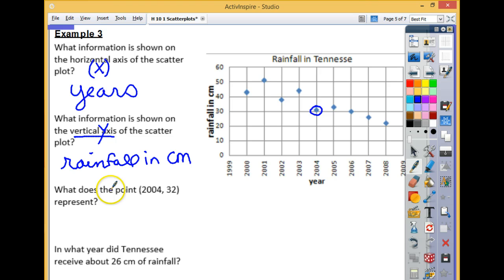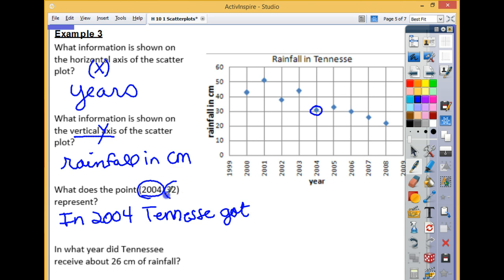Well, what does this one represent? Start out the word in. In 2004. Who's they? Tennessee. Got what? So we described our X first. Got what? 32. 32 what? Centimeters of what? Of rain. And that describes it perfectly.